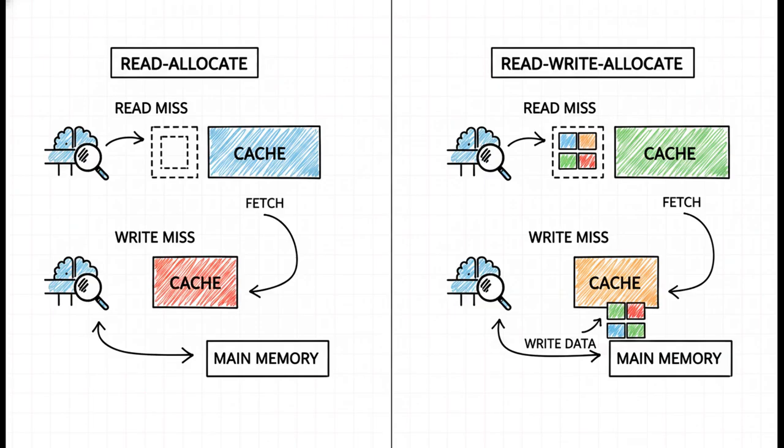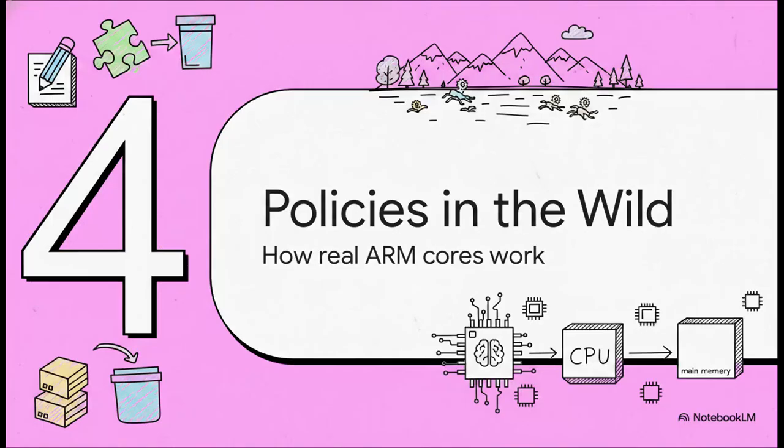The cache has to do all this extra work of fetching the entire line from memory first, just so it can change one tiny part of it. Okay, so we've got our three types of policies, right? Write, replacement, and allocation. Now let's jump out of the textbook and into the real world to see how these rules are actually mixed and matched in real hardware.